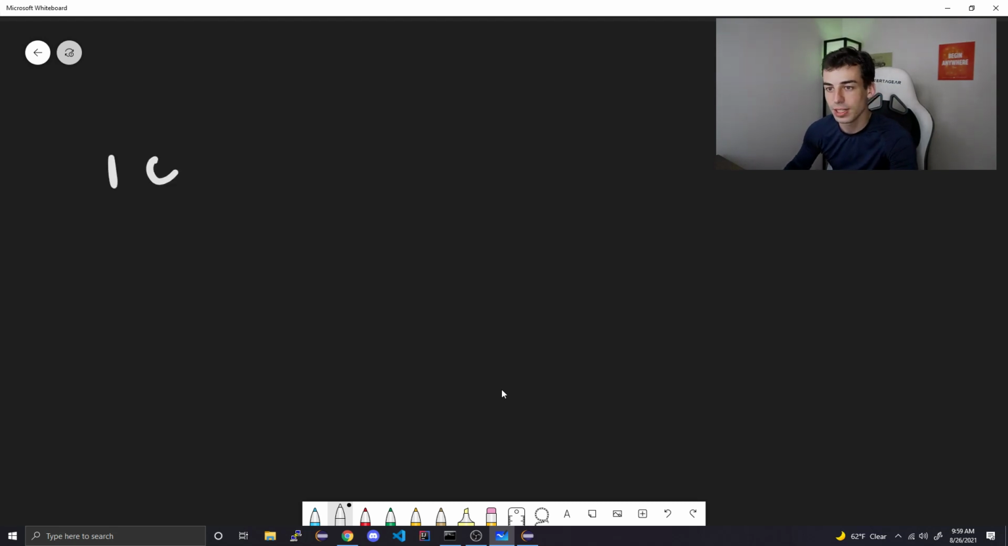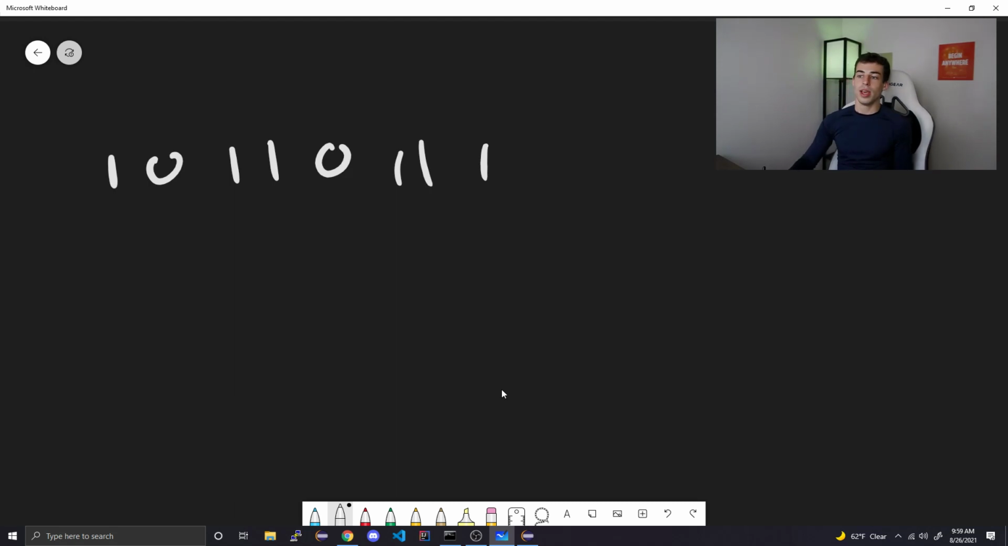But here's the problem. You're given some binary ones and zeros, like this maybe. In this case, the length is 8. There are 8 numbers here. You want to find 2 substrings that are each greater than or equal to 4 in length.